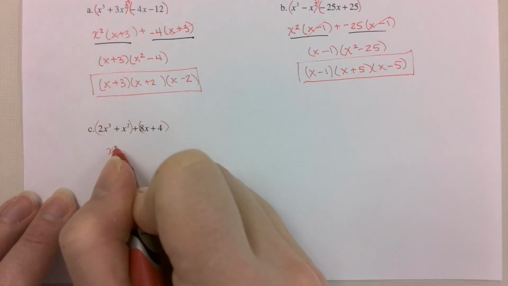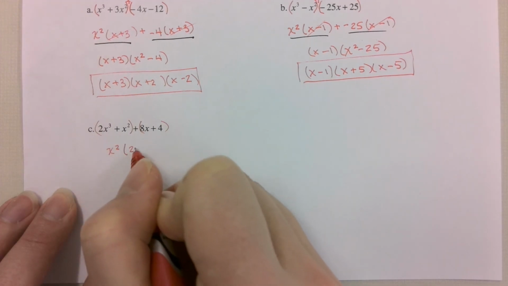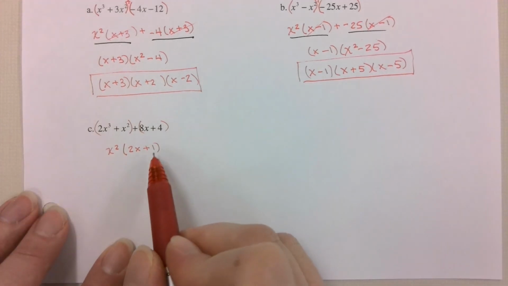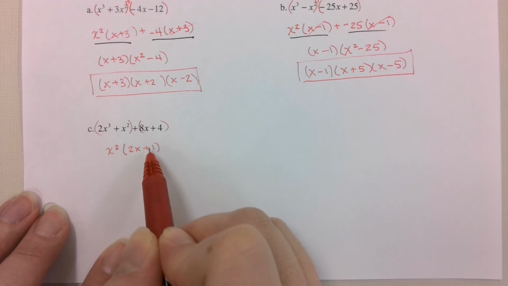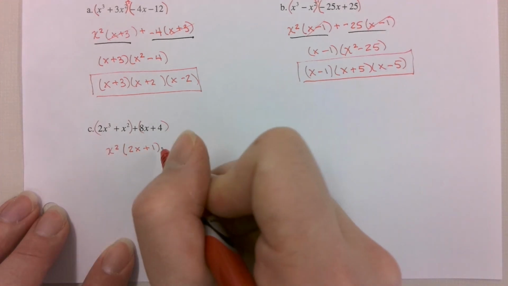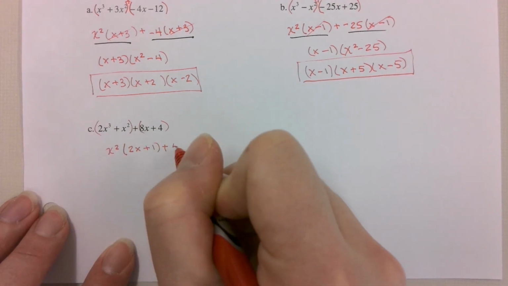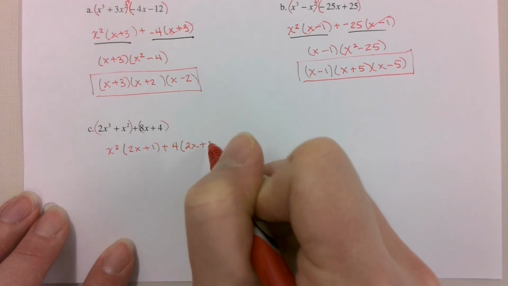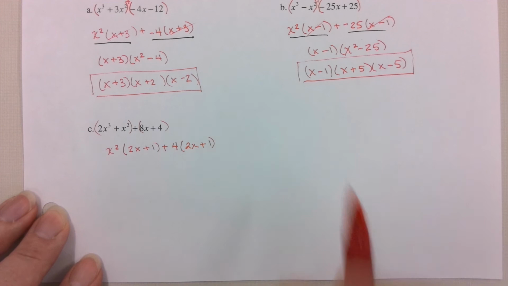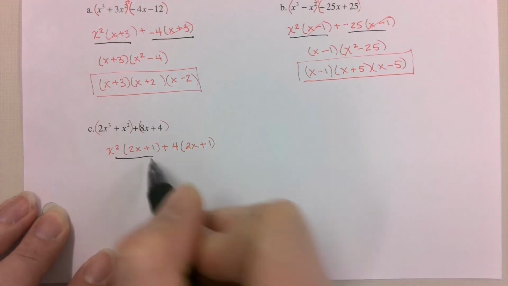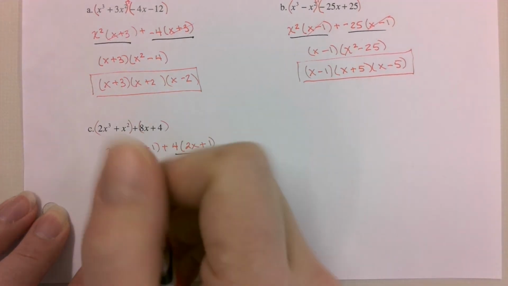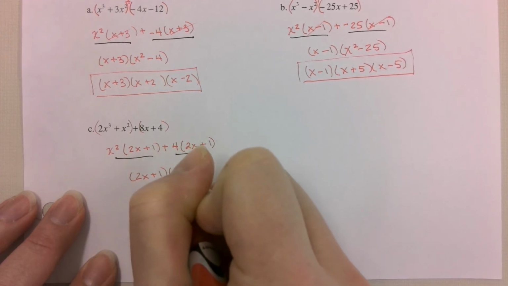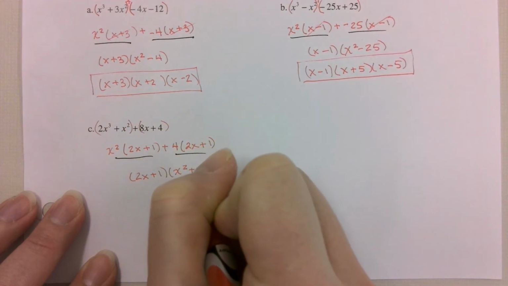GCF in the first term is x squared. What's left is 2x plus 1. Again, that 1 is very important, so I get my numbers back. Okay, plus, here I can take out a 4. I want to take out the GCF. What's left is, again, 2x plus 1. So what do these two have in common? They both have the 2x plus 1 in common. And then what's left over is x squared plus 4.